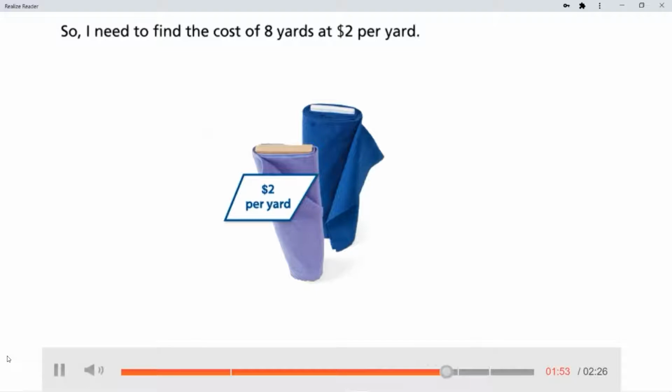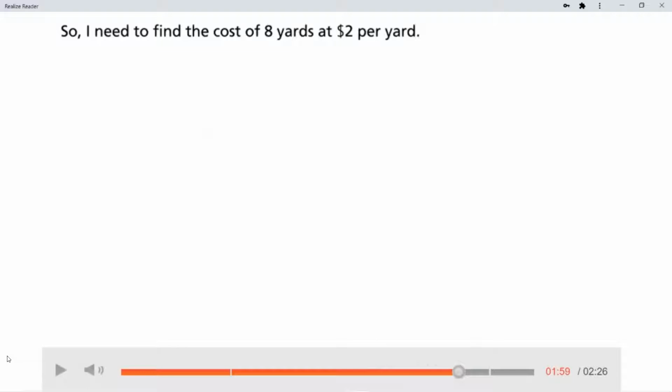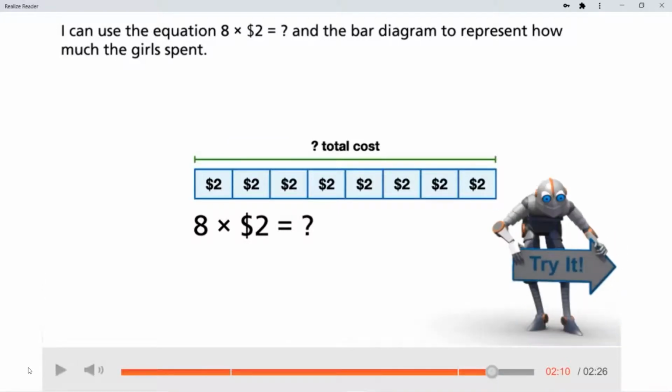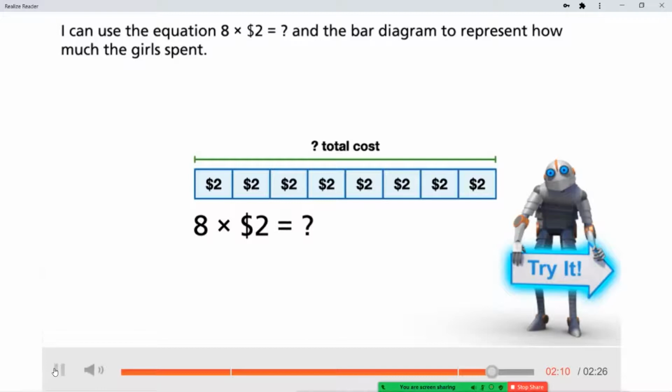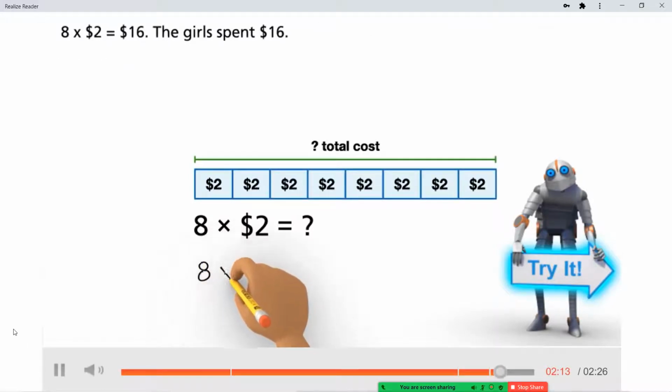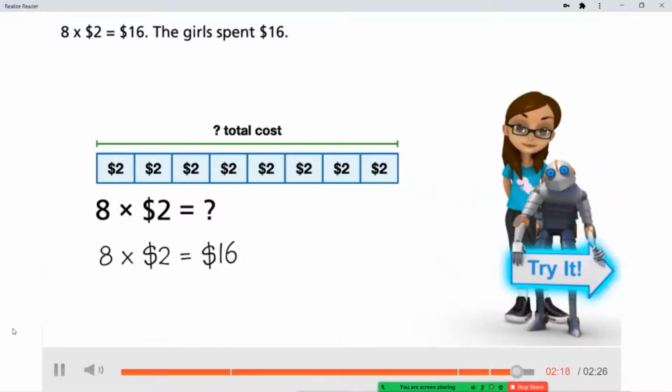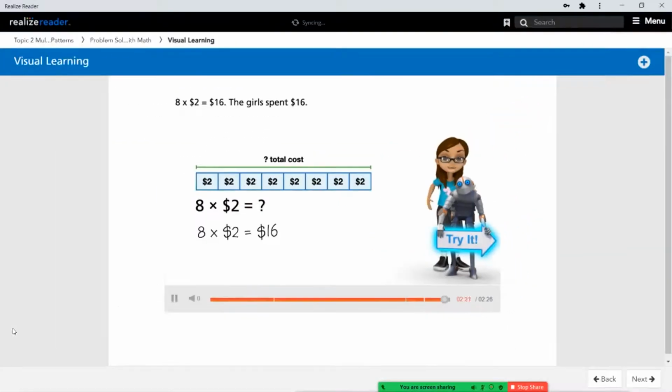So, I need to find the cost of 8 yards at $2 per yard. I can use the equation 8 times $2 equals what, and the bar diagram to represent how much the girls spent. $8 times $2 equals $16. The girls spent $16. Now you know how to model with math to solve a problem with hidden questions.